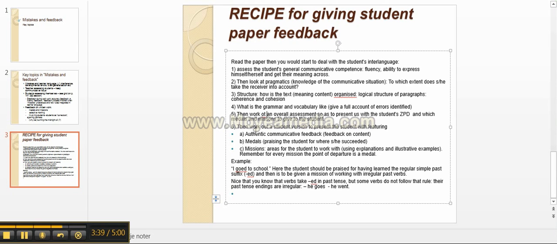Let me give you an example. We have the example, "I go to school." Here it's quite obvious the student should be praised. Praise, rather than saying this is wrong. No, it's not all wrong, because here the student seems, if you look at the data, to have got the -ed past ending right. But he needs to work on irregular verbs. So you praise the student, of course, for getting the -ed suffix right.